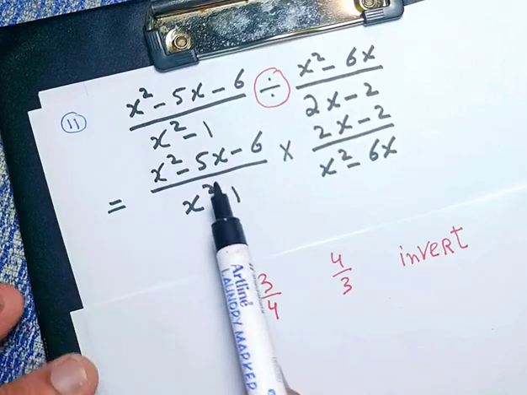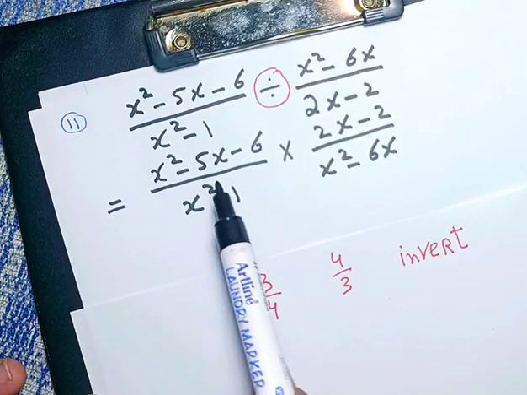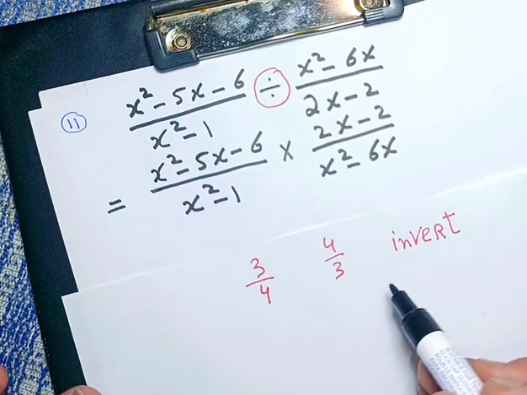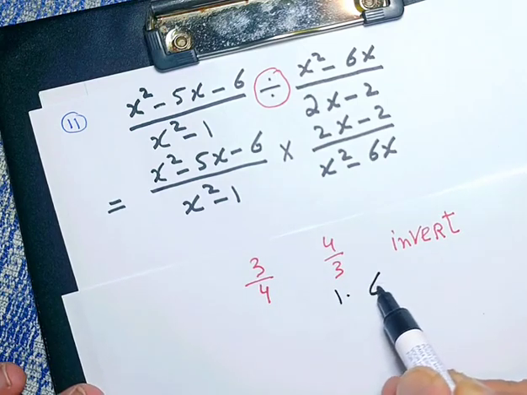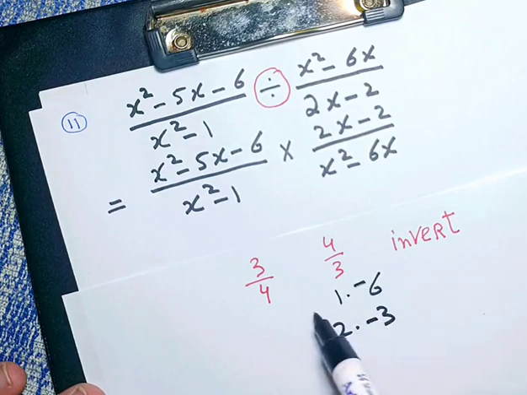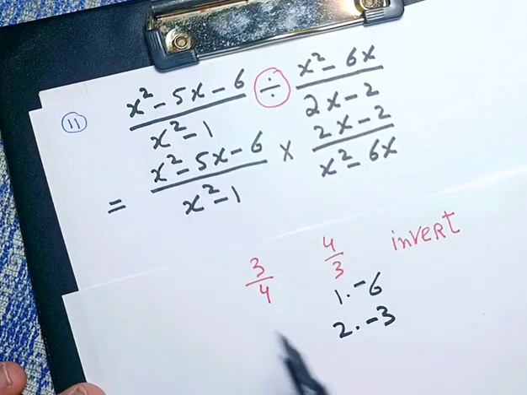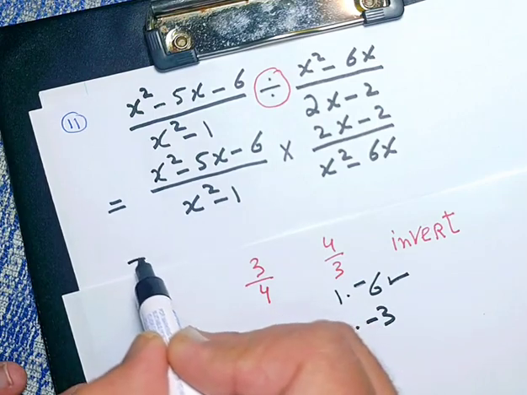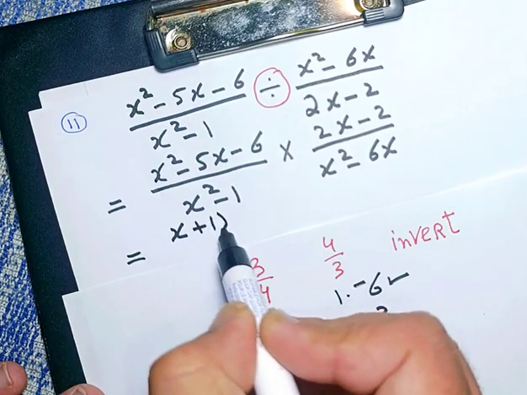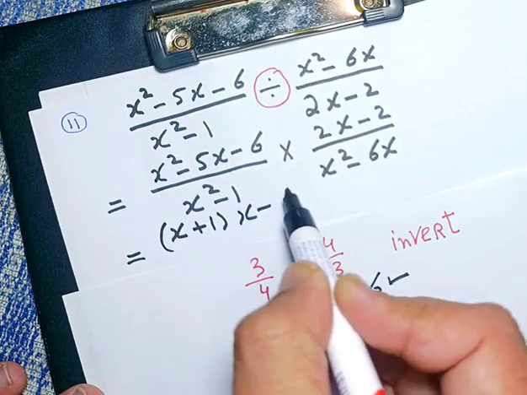On top, I can see both signs are negative, so the larger number will be negative in the brackets. So I need to find the factors of 6. So the factors of 6 will be 1 times 6, 2 times 3 is 6. So the larger number will be negative. So now in the middle term must be negative 5. So these are my factors. So I'm going to use these factors. x plus 1 and x negative 6.